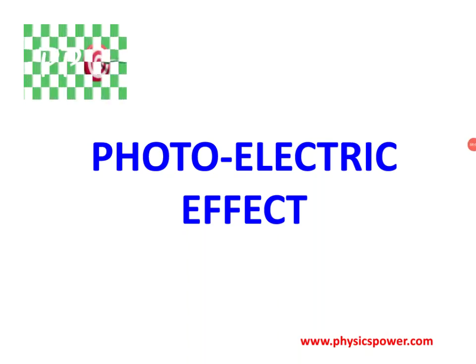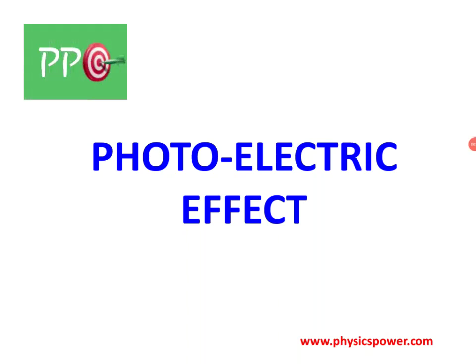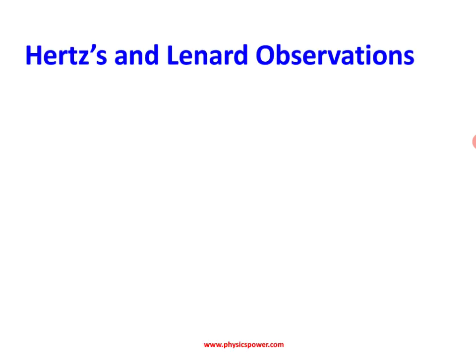Photoelectric effect. Photo means light, electricity means flow of electrons. For light, we are getting a flow of electrons, so that is why it is named the photoelectric effect. Let us see this photoelectric effect, first identified by Hertz. It unfortunately happened by accident. Later on, Hertz and Lenard observed it experimentally.